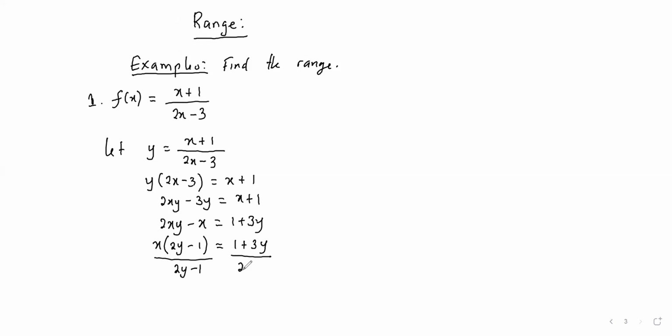So we factorize. So now we're remaining with x is equal to (1 + 3y) over (2y − 1). So the question is asking for the range and not the inverse. So when we reach here, we can find the range. So how do we find the range? We find the domain of the inverse. So we're going to get the domain in terms of y.